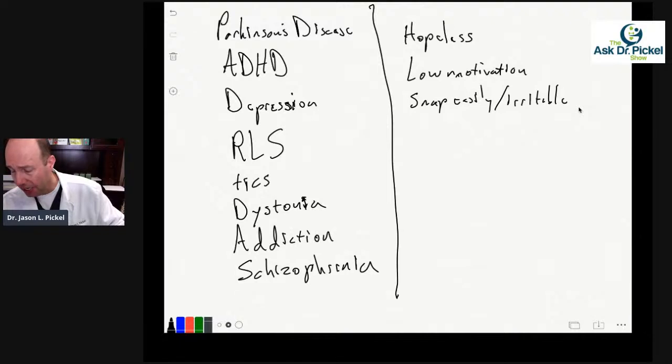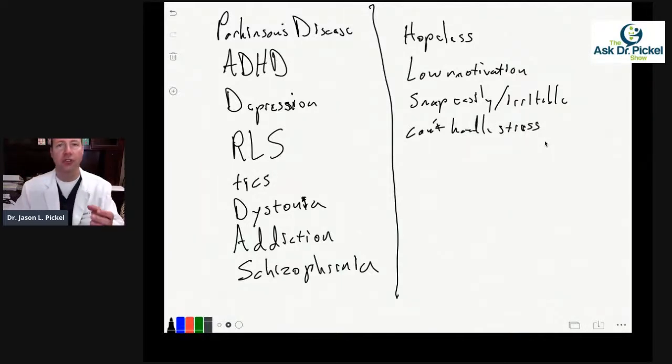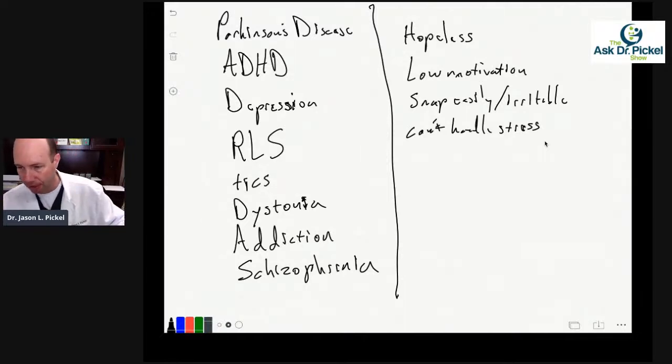And another thing that occurs with low dopamine is you can't handle stress. If you're a person that any little amount of stress just totally knocks you out, where you think, gosh, I had this little bit of stress today, the rest of my day is ruined, that's low dopamine. We should be able to handle a certain amount of stress.